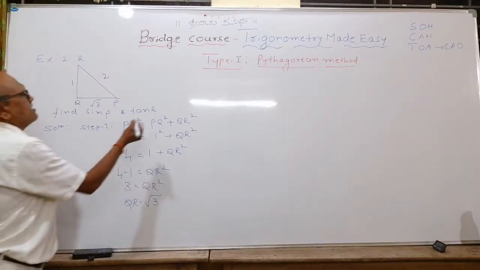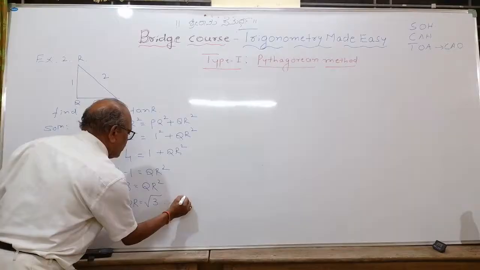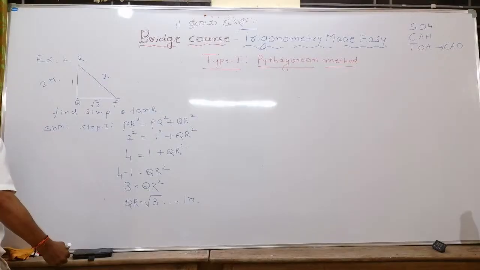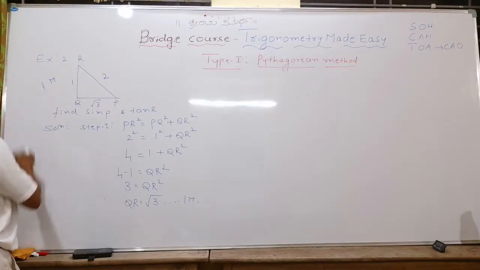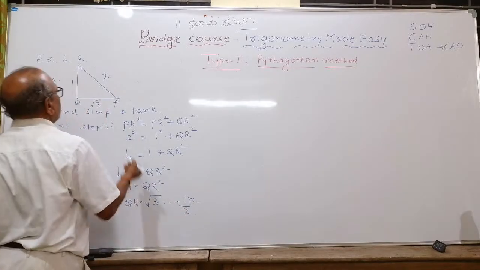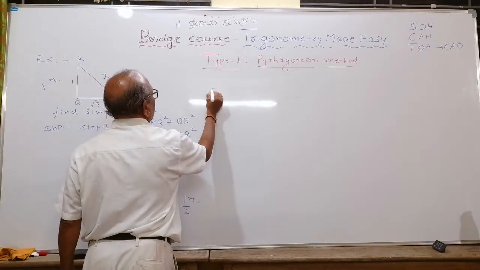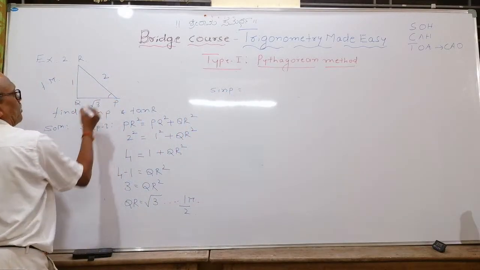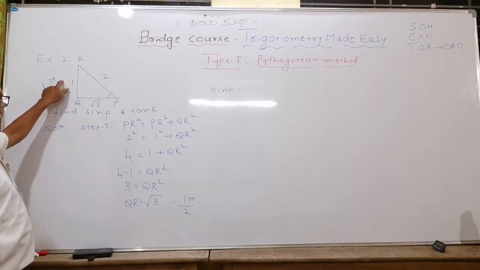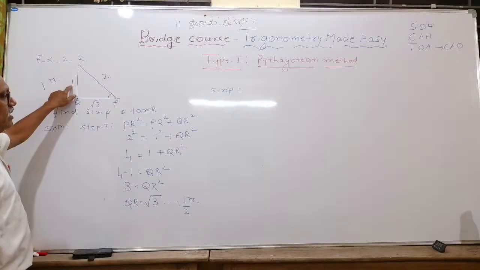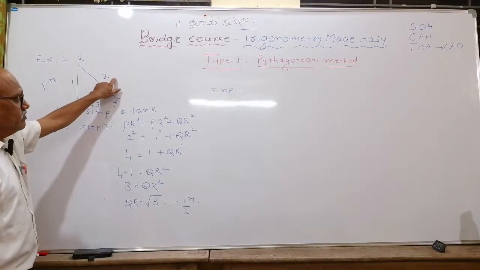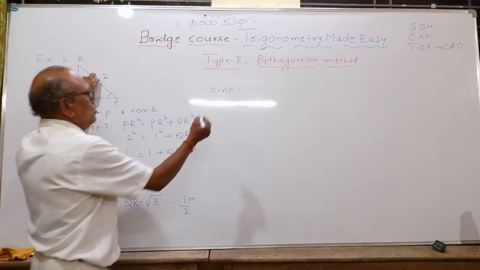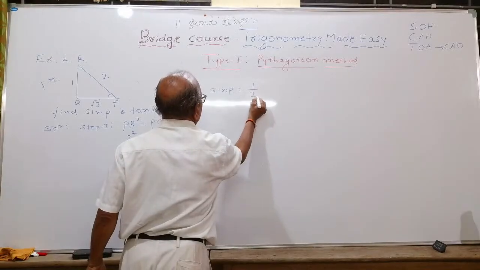Now it is very easy to get sin P. For this you will get 1 mark for Pythagoras theorem. Suppose the question appears for 2 marks, you will get 1 mark for getting this, and the remaining 1 mark will be given for getting sin P. Very simple. Now tell me, with respect to P, sin P is opposite upon hypotenuse. Isn't it? SOH. Opposite of P is 1, hypotenuse is 2. Therefore, sin P is equal to 1 by 2.